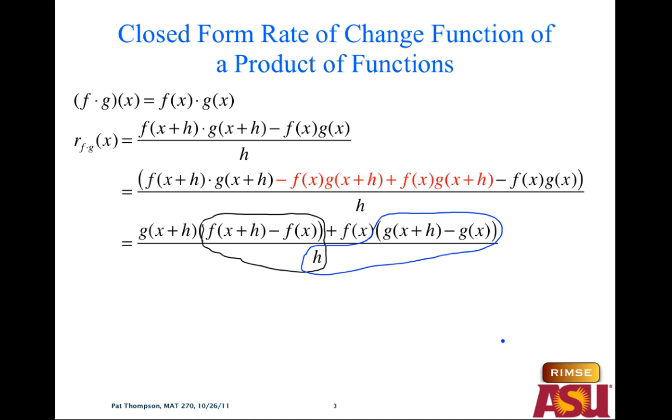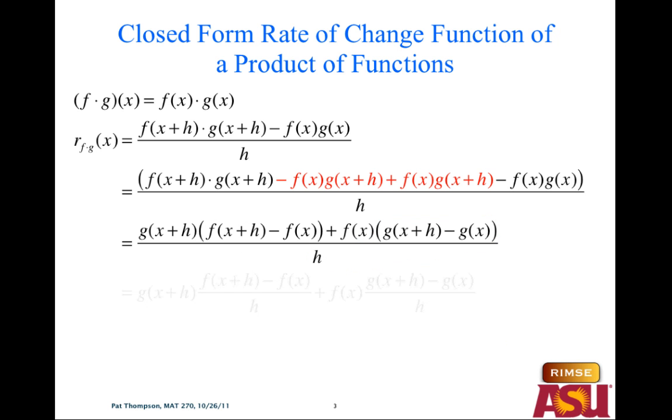Do you recognize what I circled in black? What is that? f of x plus h minus f of x over h. That's the derivative of f, or the rate of change of f. And then what I circled in blue? That's the rate of change of g, or the derivative of g. So what we get is g of x plus h times the derivative of f, plus f of x times the derivative of g.